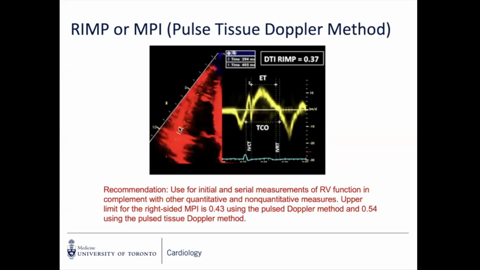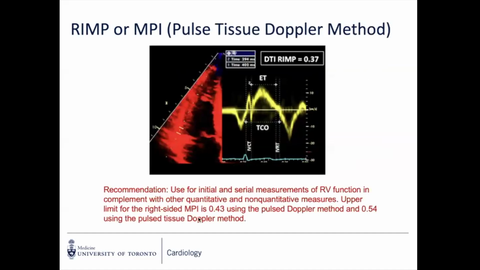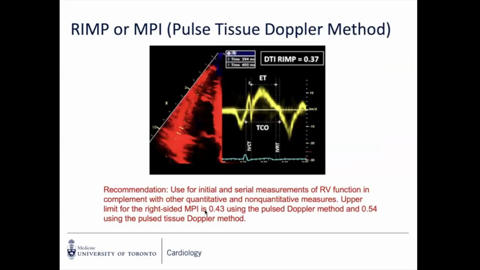So you basically put your PW signal at the level of the lateral annulus, and here you're able to acquire measurements to estimate, again, going back to this formula, the isovolemic relaxation time and the isovolemic contraction time divided by your ejection time. And so a normal value for the MPI using the prior method would be 0.43, and using the pulse Doppler method, it would be 0.54.